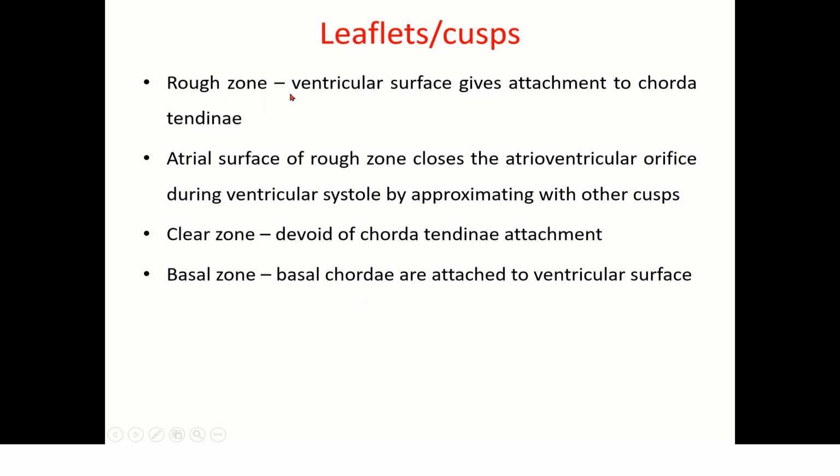The ventricular surface of the rough zone gives attachment to chordae tendineae. The atrial surface of the rough zone closes the atrioventricular orifice during ventricular systole by approximating with the other cusps. The clear zone is devoid of chordae tendineae. In the basal zone, the basal chordae are attached to the ventricular surface.